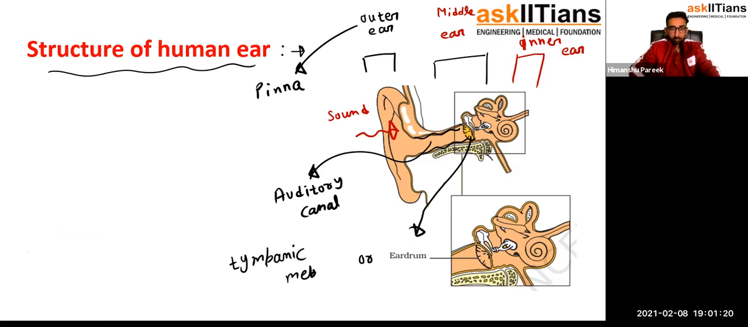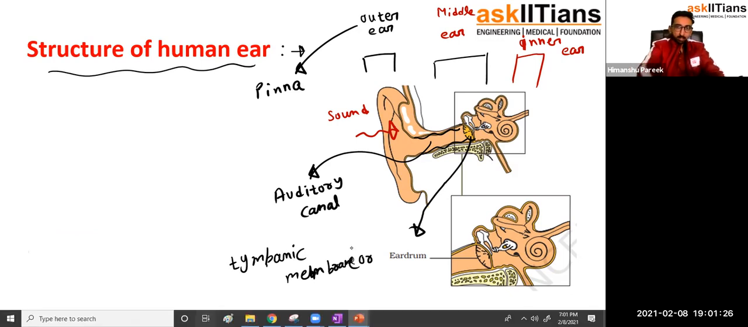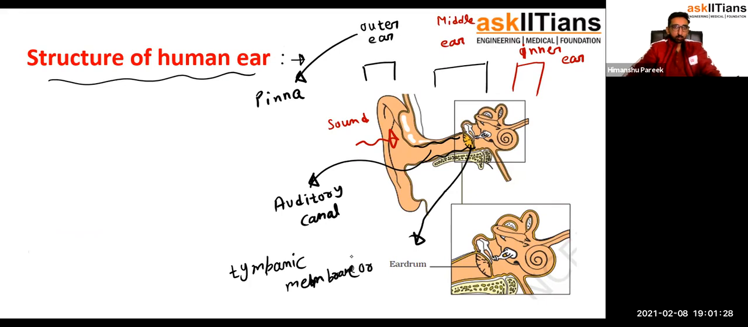Membrane. So you can call it either eardrum in simpler language, or you can call it a tympanic membrane. Now this tympanic membrane is the most essential part. This is something which will be vibrating when the sound wave reaches. So what is a sound wave? Compression, rarefaction. So when a sound wave is reaching there, compressions and rarefactions are reaching there.